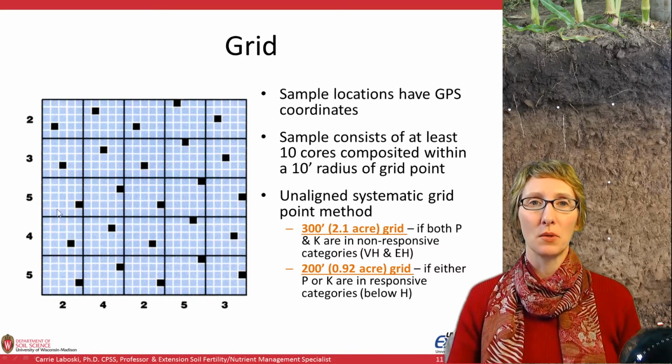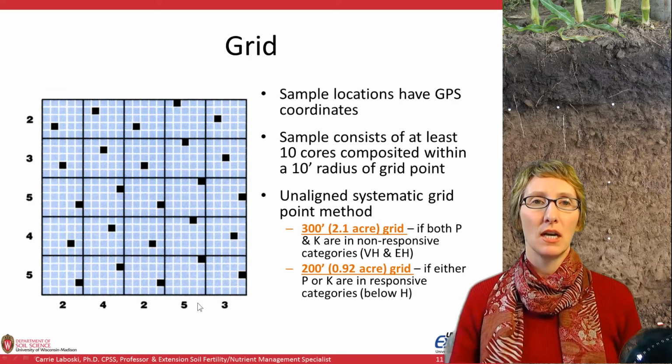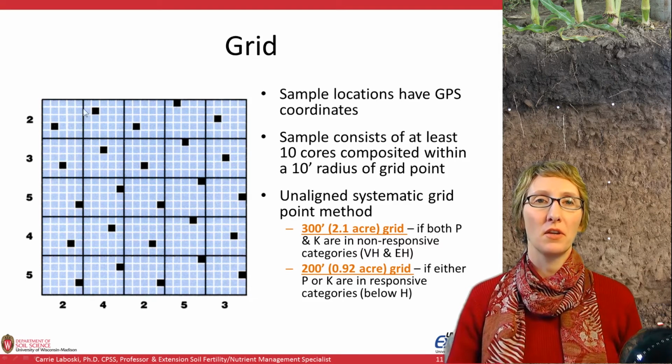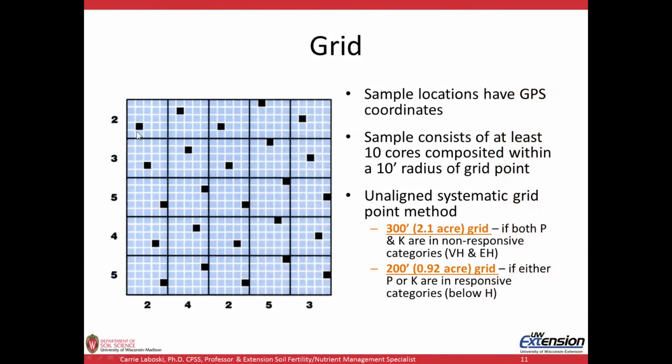Now here's an example of grid sampling. So we have a field that's divvied into grids. Now you can see I've got these little black boxes in there. And so what we suggest is that when you are doing a grid sample, you don't take the center point of each one of these little parcels and have that be the place where it's sampled. You want to offset them and move them around.